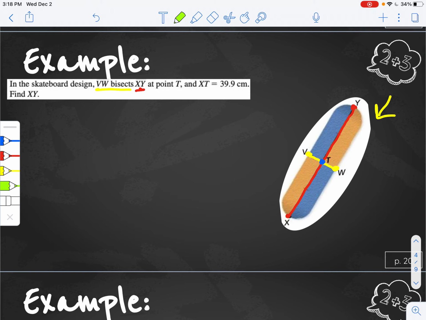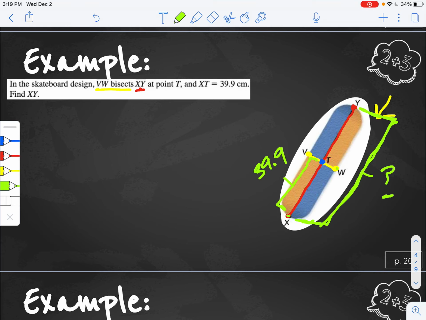XT, so from here to here, is 39.9 centimeters. Find XY. We want to find XY, so here to here, XY is what we need to find.